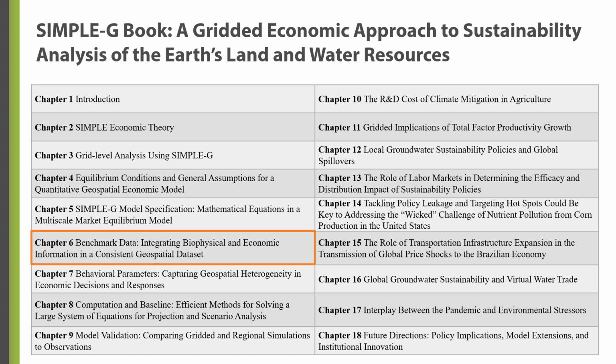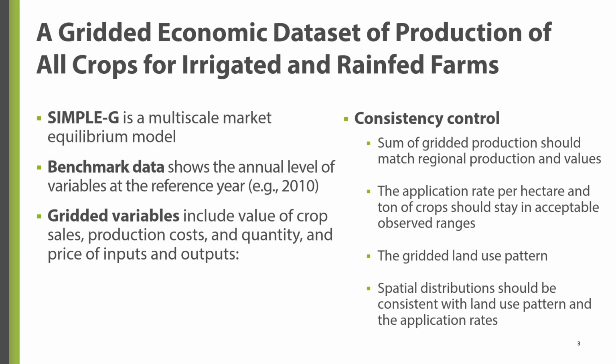Previous chapters laid the groundwork by providing essential theoretical foundations and general conditions for a quantitative geospatial economic model, and by specifying the mathematical equations. In this chapter, we'll focus on the data requirements for this type of analysis. While SimpleG is a multi-scale equilibrium model, it relies heavily on geospatial economic and biophysical information.